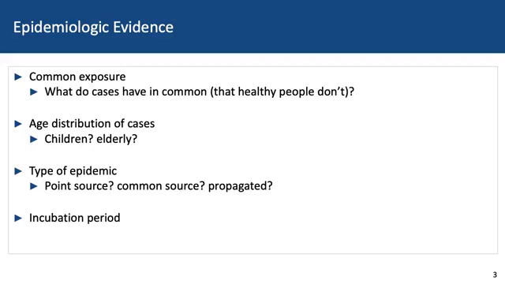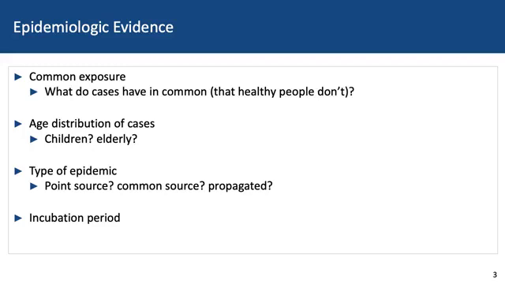Different diseases tend to affect different people at different times of their life. Also, the type of epidemic, as characterized by the epidemic curve. Is it a point source outbreak, a common source, propagated? And then finally, the incubation period of the disease may give further clues into what the cause is.